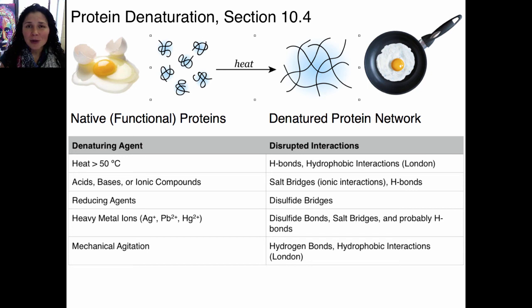So please take a moment to consider the difference between digestion, which is cutting of the peptide backbone, and denaturation, which is unfolding of the protein and disruption of secondary, tertiary, and/or quaternary structure.